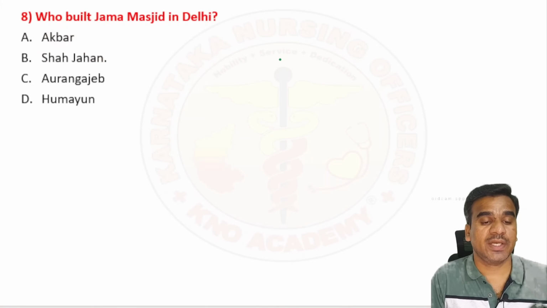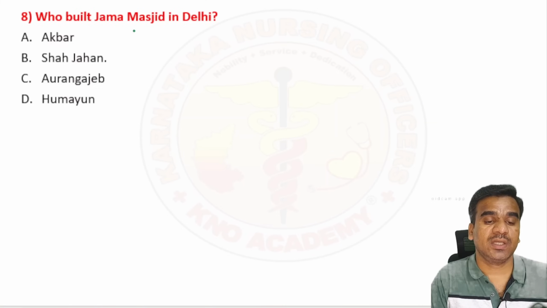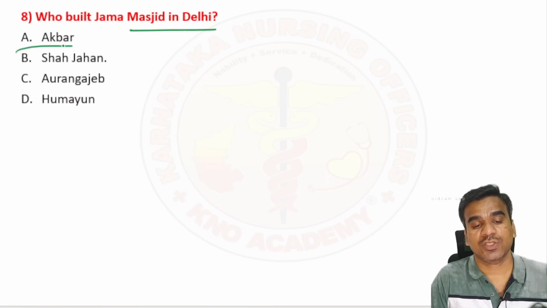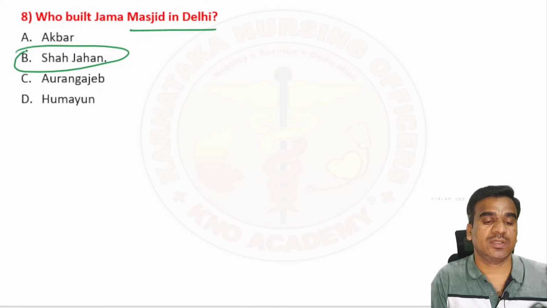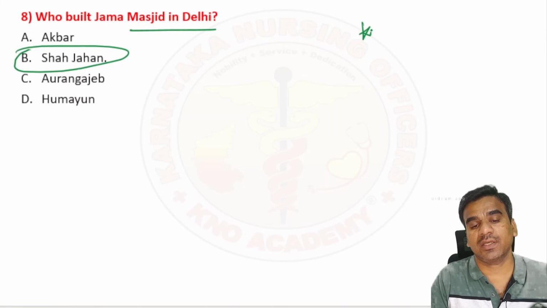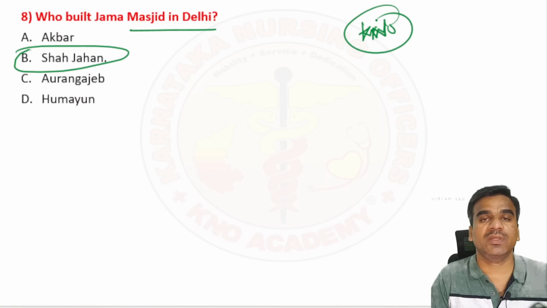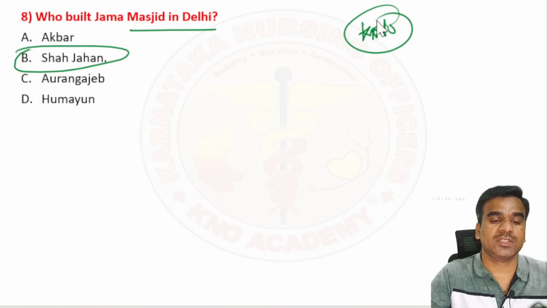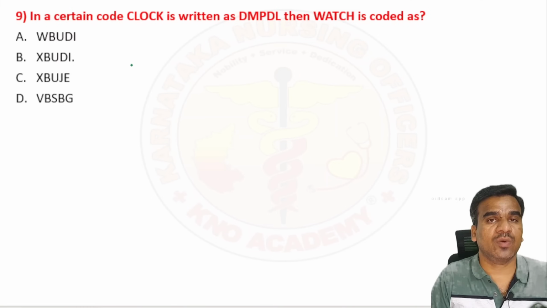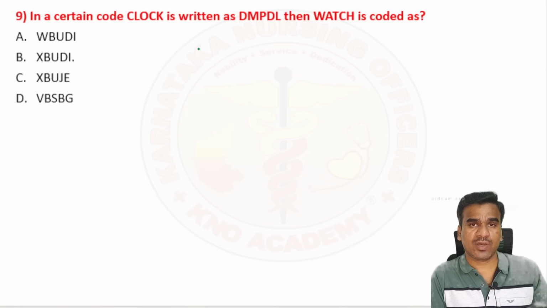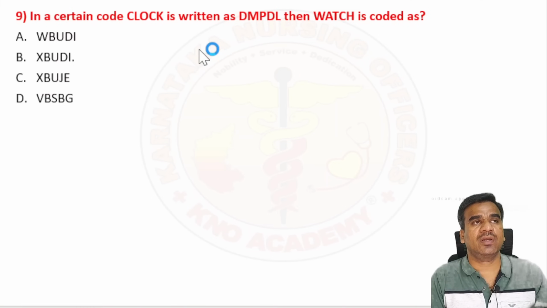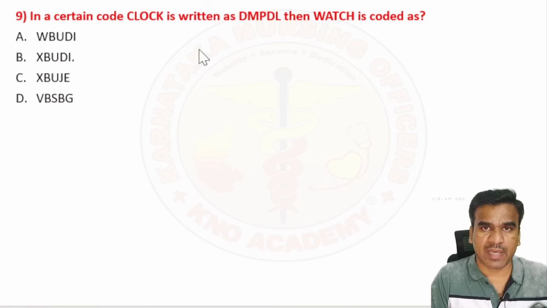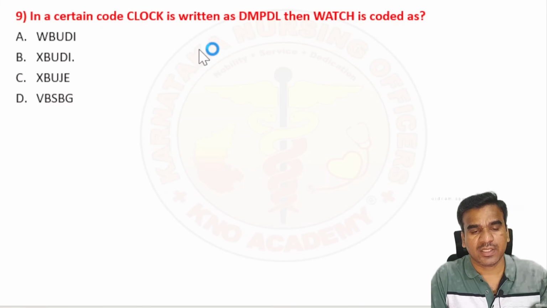Then question number 8: who built Jama Masjid in Delhi? That is Shah Jahan. Everyone knows this. This question was also asked in the KNO test series. I'm not telling all questions, only the ones that came in the test series. Shah Jahan. And then the certain code question. I have done this on the KNO Academy YouTube channel, I think 8 to 9 months back. It is there on the KNO Academy YouTube channel.